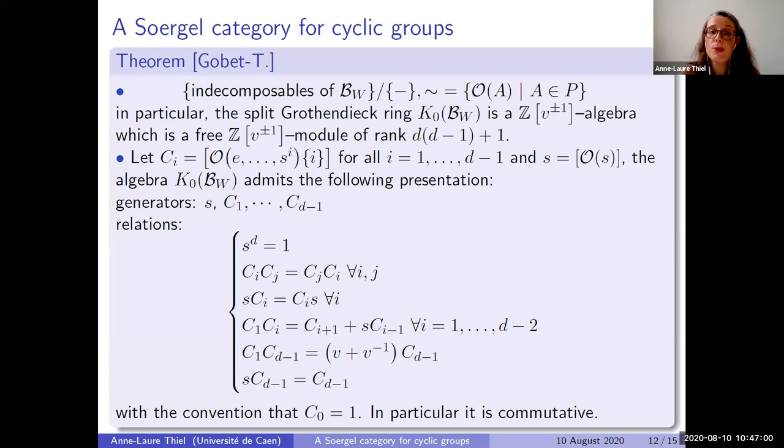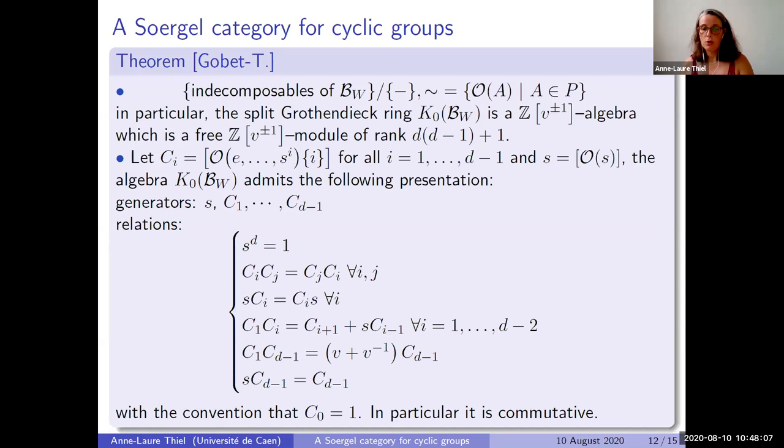So if you stop here, you already see that what you get is a commutative algebra. And we have a bunch of extra relations that come from the isomorphisms of the proposition, literally, except that now the shifts are included in the generators. So C_1 tensor C_i is just C_{i+1} plus S times C_{i-1}, for all i from 1 to d minus 2, with the convention that C_0 is just 1. And now the product C_1 C_{d-1} is C_{d-1} times (v plus v to the minus 1). And finally, the product S with C_{d-1} is simply C_{d-1}. Okay, so we can describe completely this category, its indecomposable objects and its Grothendieck ring.